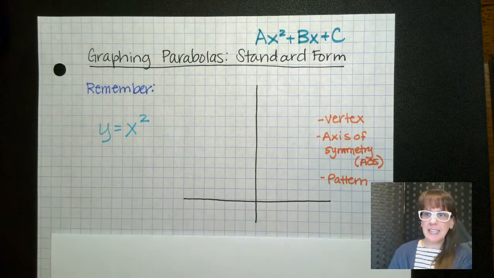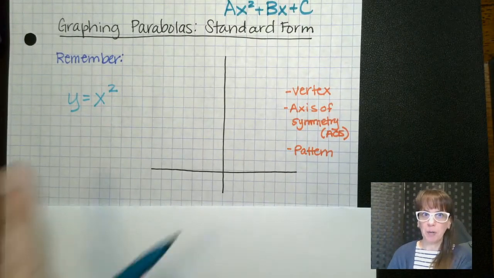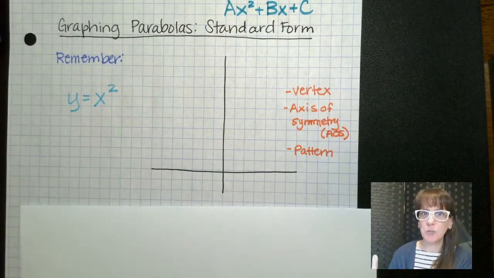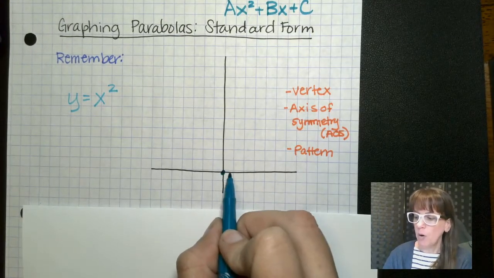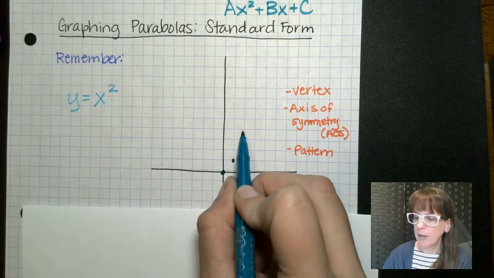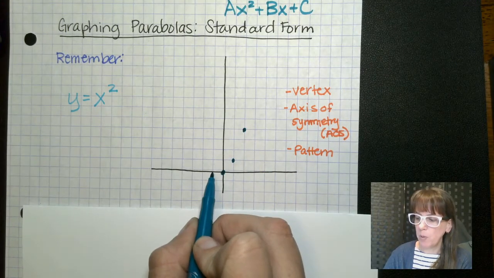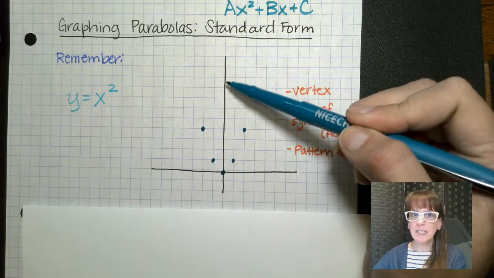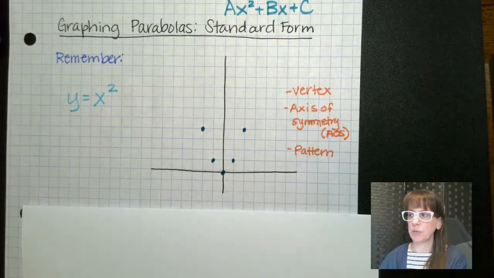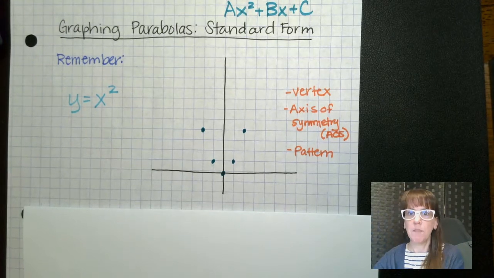So let's take a look first at our parent graph. Our parent graph here is y equals x squared. Here's what it looks like. You start at 0, 0, that's called your vertex. You go over 1, up 1, over 1, up 3. Over 1, up 1, over 1, up 3. We have an axis of symmetry right along there on 0.